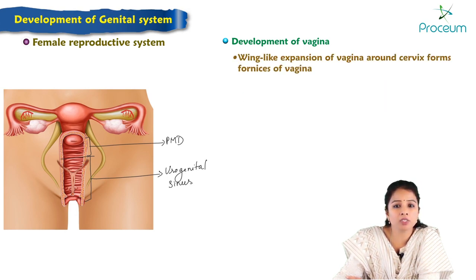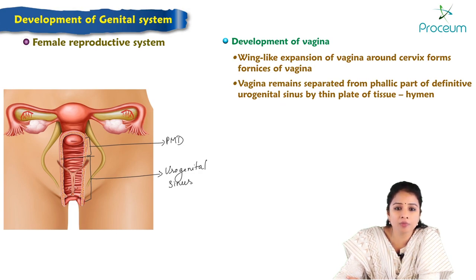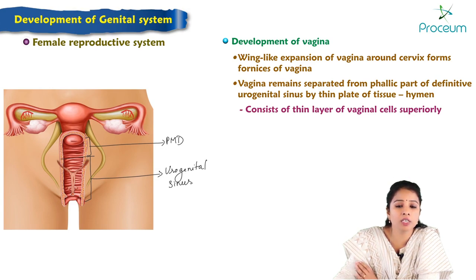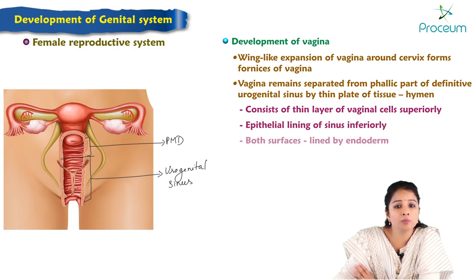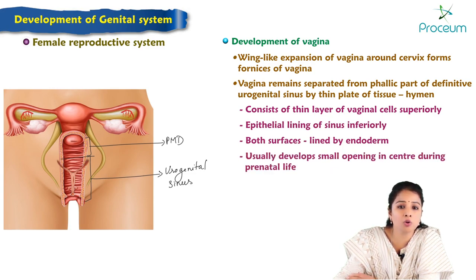The winglike expansion of the vagina around the cervix forms the fornices of the vagina, and the vagina remains separated from the phallic part of the definitive urogenital sinus by a thin plate of tissue called the hymen. It consists of a thin layer of vaginal cells superiorly and the epithelial lining of the sinus inferiorly. Thus both surfaces of the hymen are lined by endoderm. The hymen usually develops a small opening in its center during prenatal life.